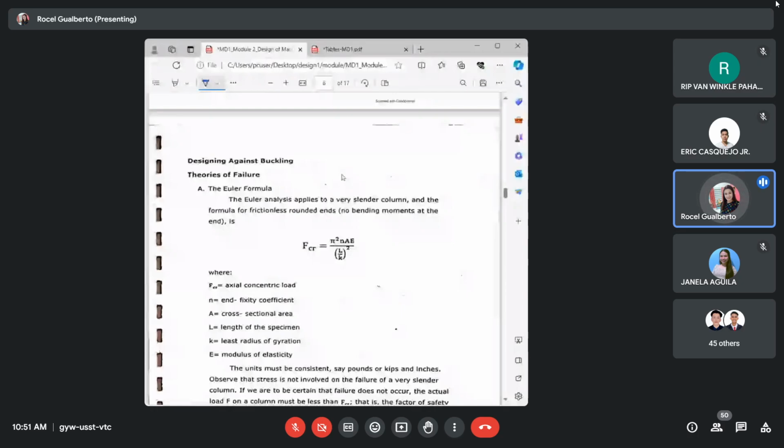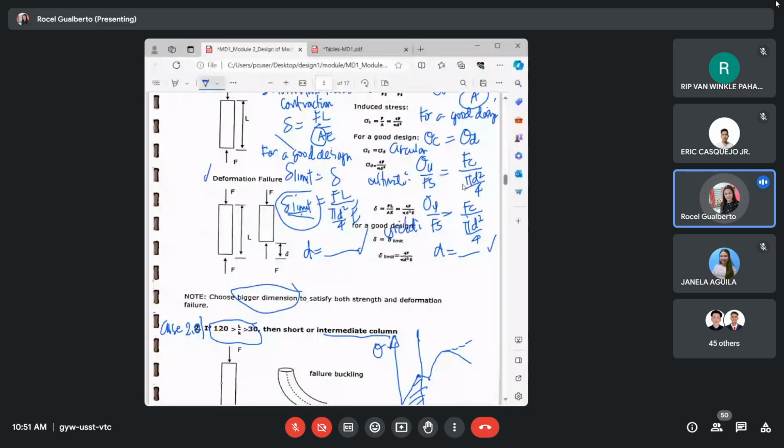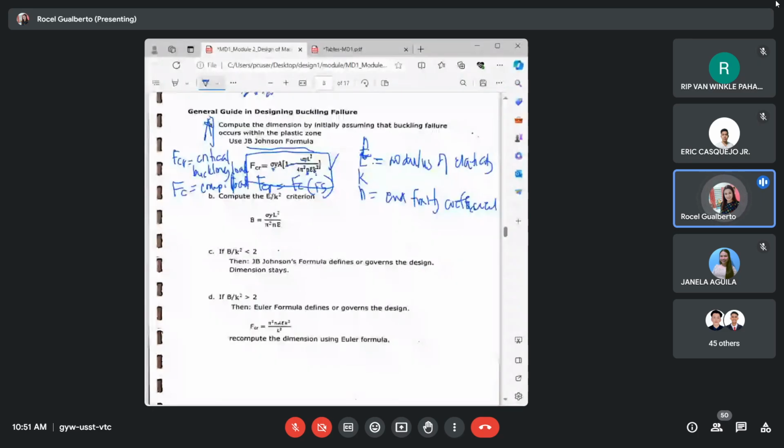Ayan po kapag nandito sa compression lang. Pero pag po siya ay intermediate column, hindi po FC yung gagamitin natin. But here, we will be using instead the critical buckling load, FCR. Ang gagawin mo po doon, again, your compressive load to be multiplied by the factor of safety.